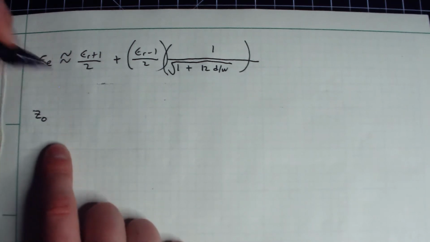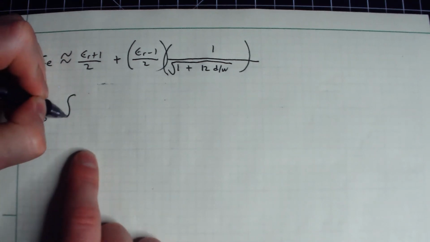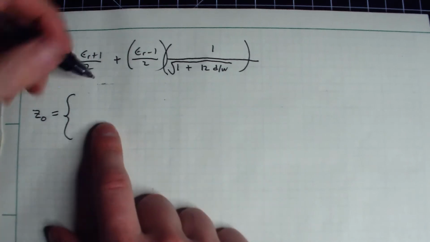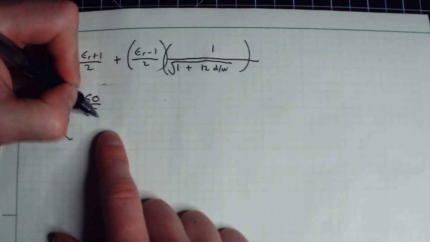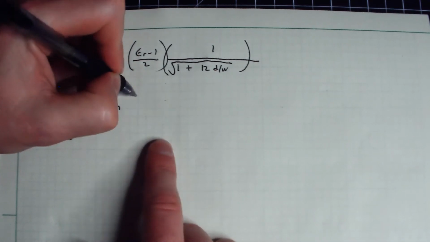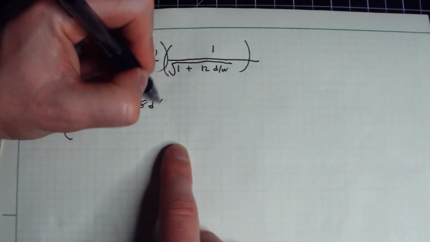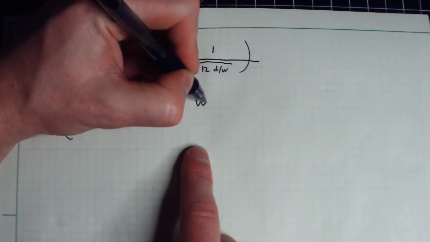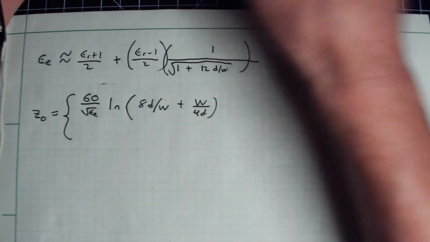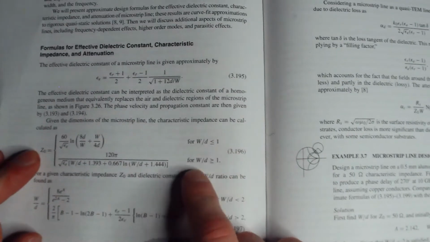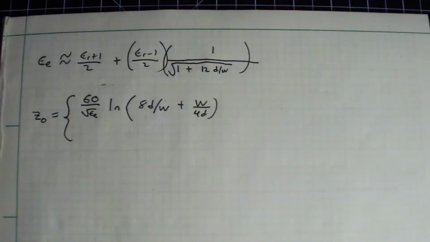So I'm going to say Z0 is equal to, so this is just in the book, I'm just copying it down. You get 60 divided by the square root of epsilon sub e times the natural log of 8d over w plus w over 4d. And then this big equation here, which is in my notes. So we'll copy it down here again. Just FYI, this is in your book on page 148. You can see these expressions here for yourself.